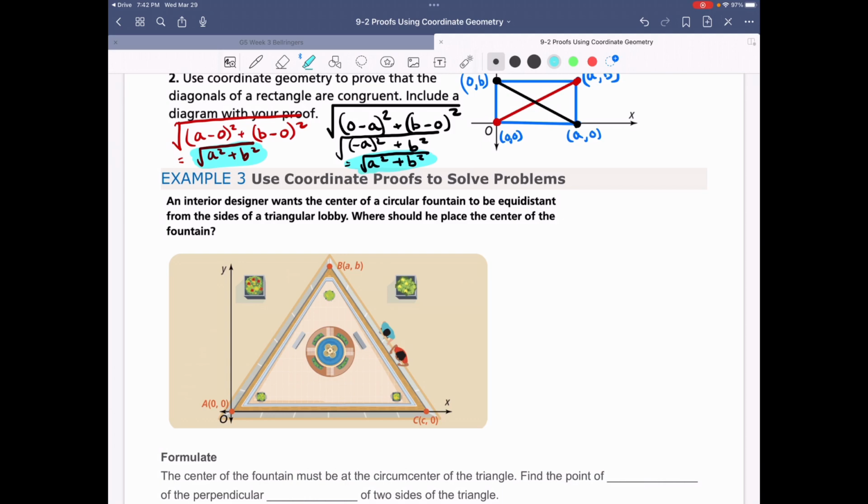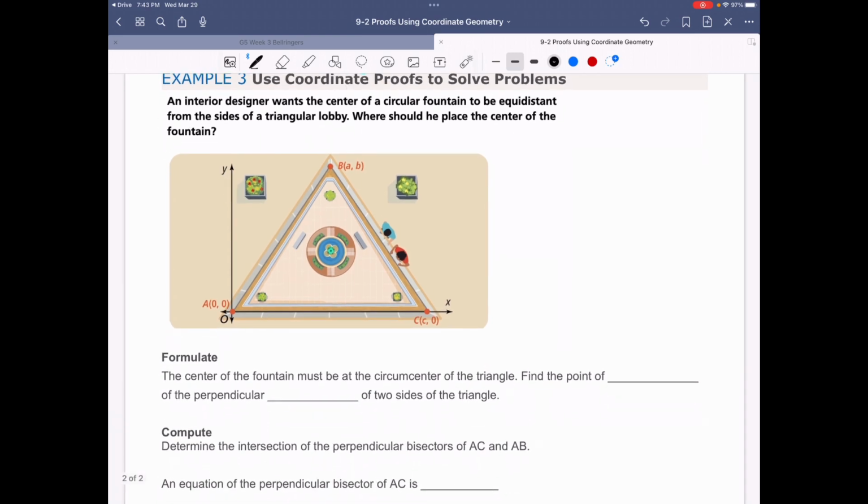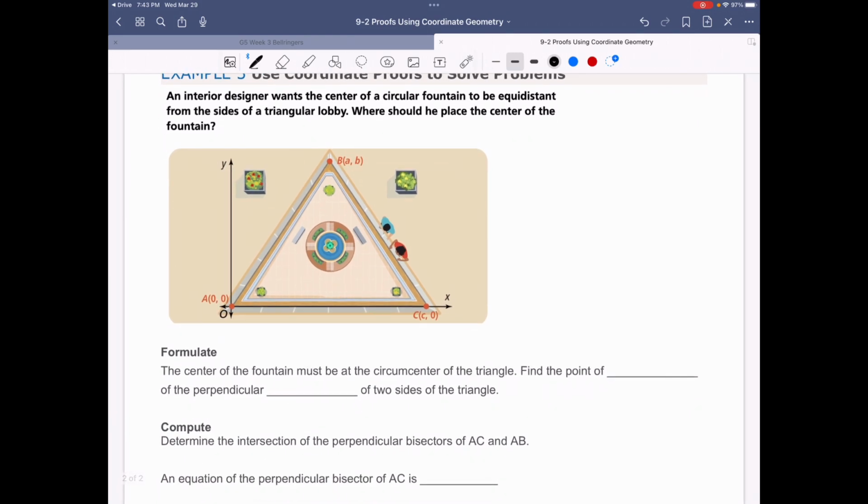An interior designer wants the center of a circular fountain to be equidistant from the sides of a triangular lobby. Where should he place the center of the fountain? So look at this picture. Look at where the center of the fountain is, where they want it to be. And how could we figure out the coordinate of that using algebraic or variable coordinates? Well, let's make a step-by-step plan. We're going to formulate. So fill in these blanks.